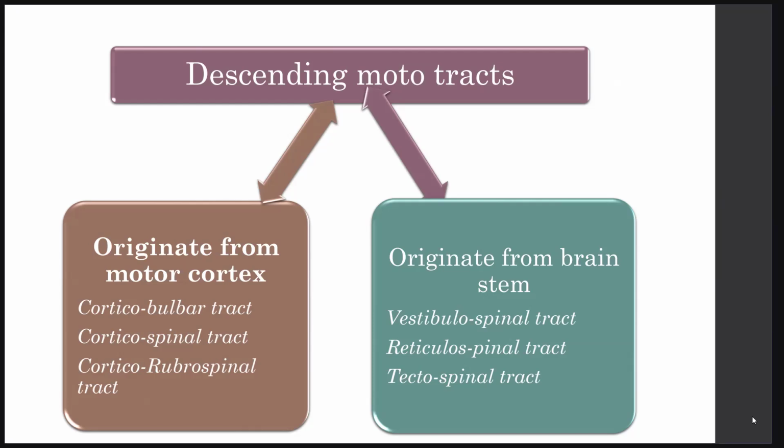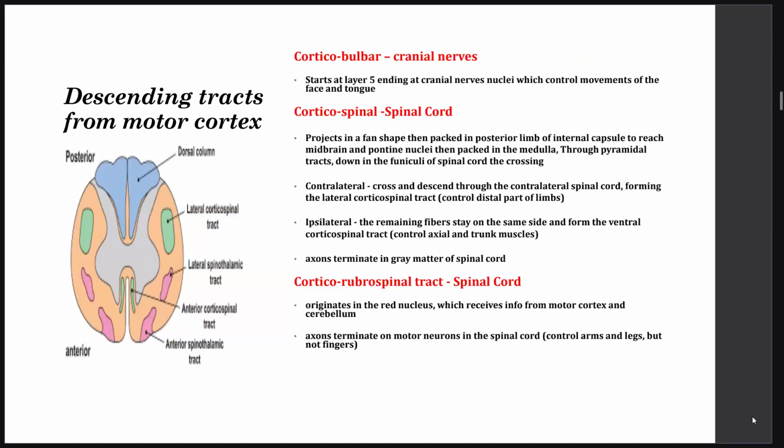The descending tracts have two main types. The first originates directly from the pyramidal cell. We call it the corticobulbar or the corticospinal tract. This is our scope, because we can directly assess the integrity of the corticobulbar and corticospinal tracts. The other type are tracts coming from the brainstem nuclei. We won't go through them because we cannot directly assess their integrity and function.